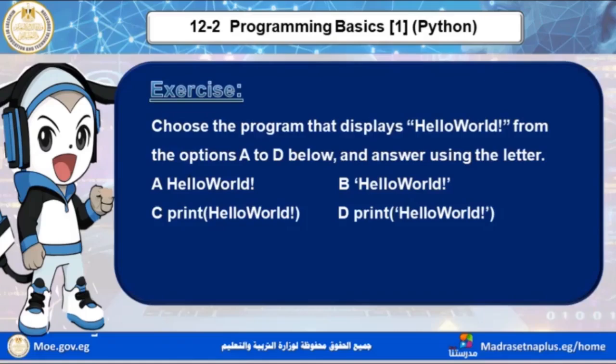Now it's time to see item C. Item C, print Hello World, but inside parentheses without quotation. Hello World is a text, so it must be put inside single quotation or double quotation. So the correct answer is item D. Print, and between parentheses we put Hello World inside single quotation.